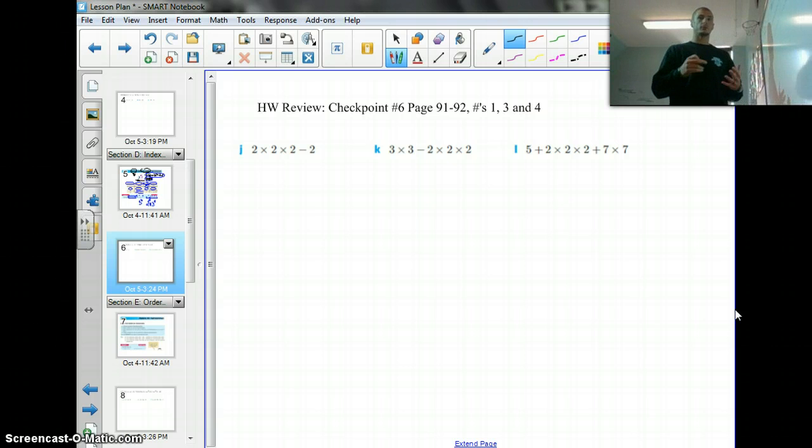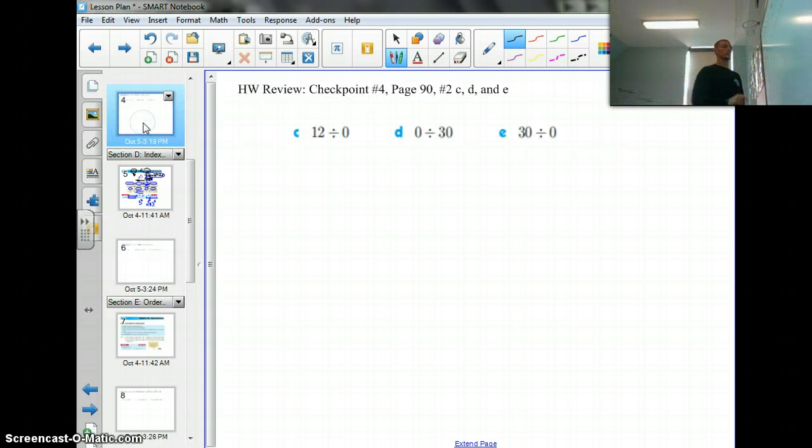I'm going to go over questions from section D, which is index and exponent notation. I'm going to start by going over questions from section C, which is 0 and 1. All right, very basic stuff. More interested in the division aspect of 0 and 1. So without further ado, everyone put them up.